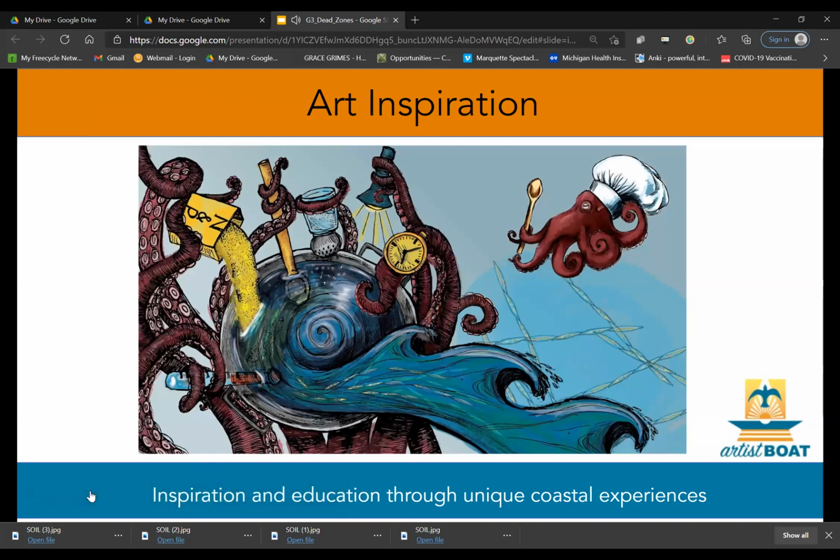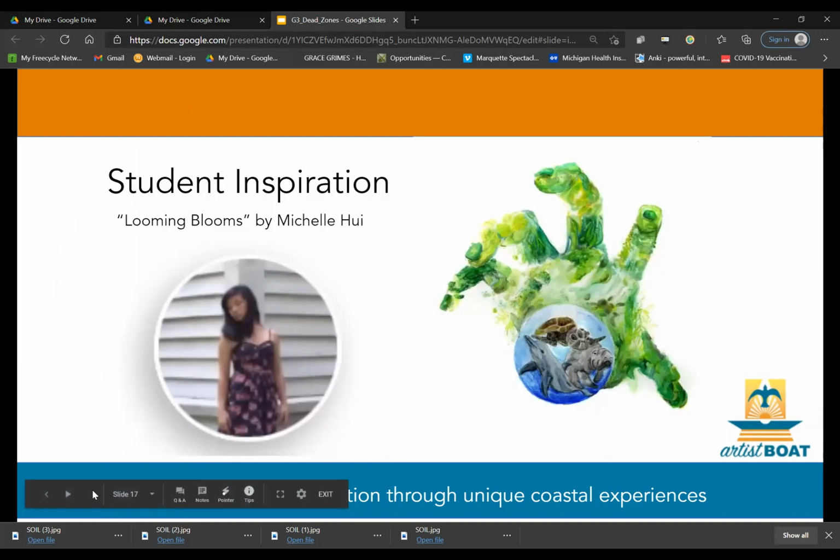All right, so now let's shift and look at some art inspiration surrounding algal blooms. We first have this image created. This octopus is creating the perfect storm for an algal bloom. You can see that in some of his ingredients, he is adding nitrogen and phosphorus.